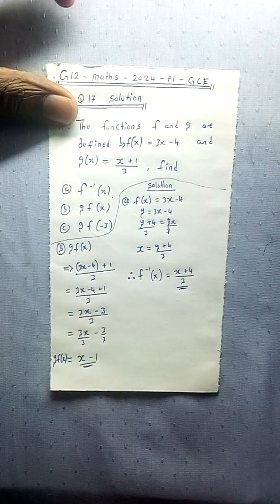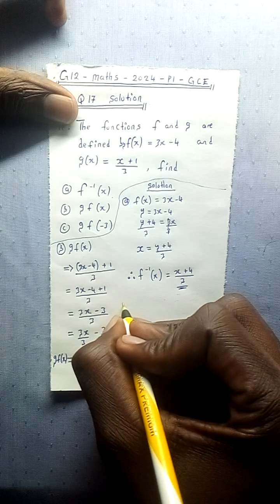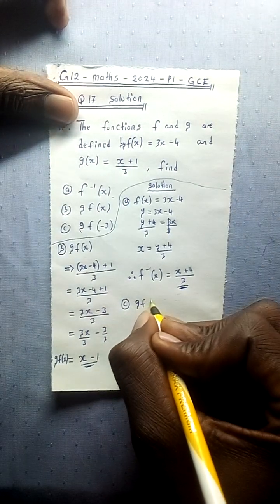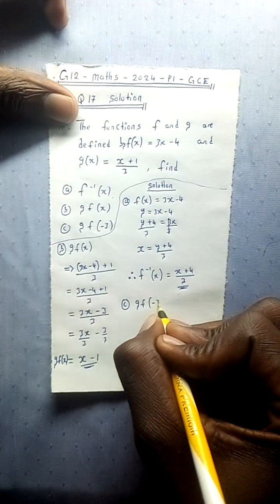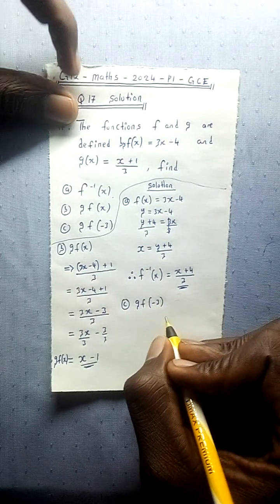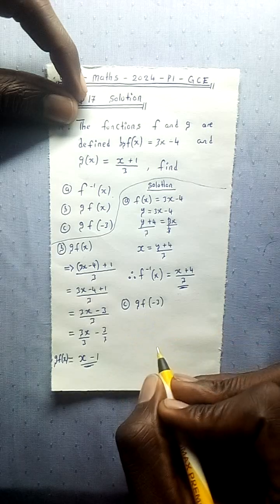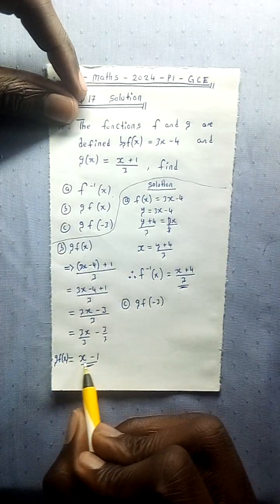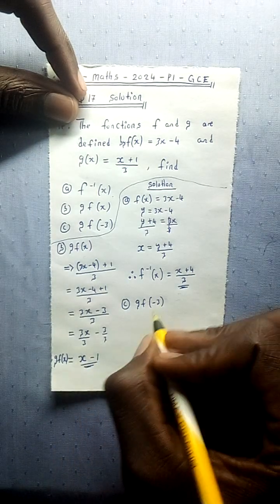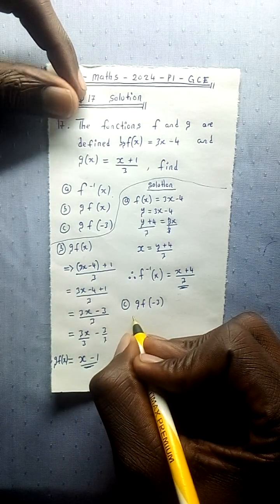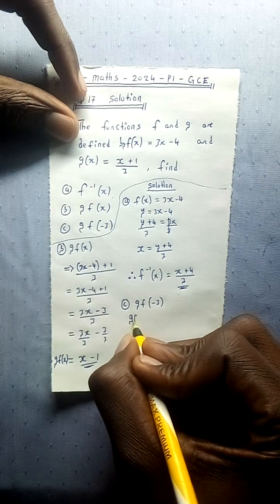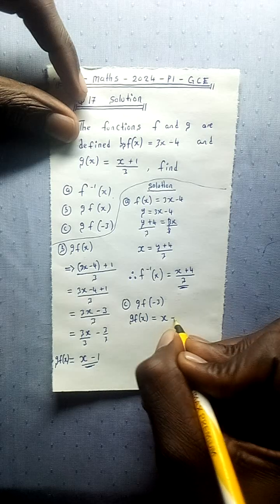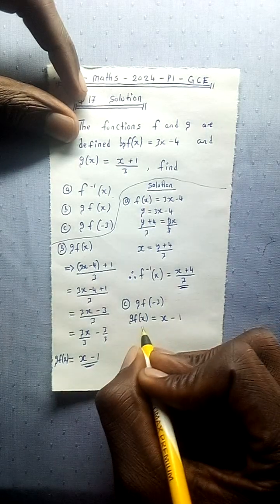Okay, yes. What about for part C? For part C, they want us to find gf of negative 3. Well, how do we solve such a problem? We know that our gf of x is this. Okay, so we know that our gf of x is equal to x minus 1.